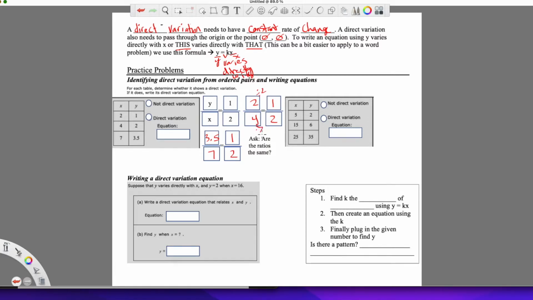So 2 divided by 2 is 1, 4 divided by 2 is 2. And then with this one, I'm actually dividing by 3.5 and 3.5, because 3.5 times 2 is 7. So 7 divided by 3.5 is 2, 3.5 divided by 3.5 is 1. So yay! We have the exact same ratio on all of them.